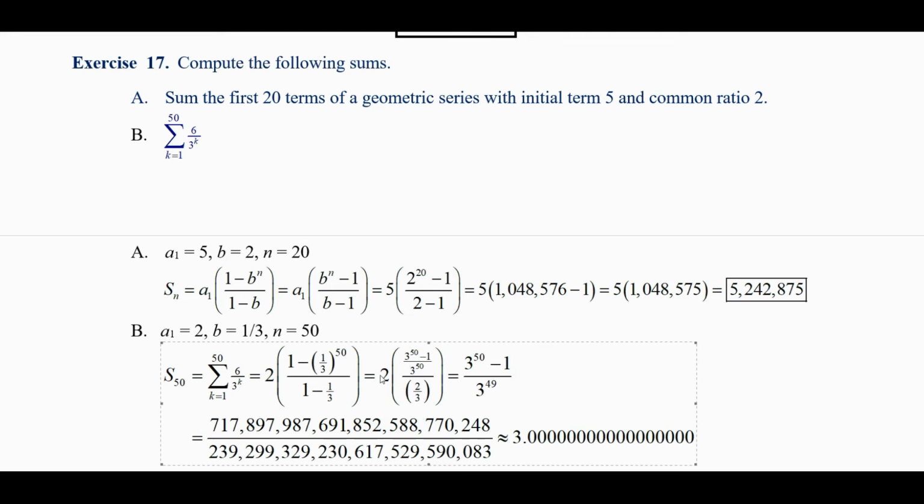Now let's see what I can do here. The 2 divided by that 2 is going to cancel completely. That 3 is going to flip up and multiply, canceling that down to 3 to the 49th. So we're going to end up with 3 to the 50th minus 1 over 3 to the 49th.